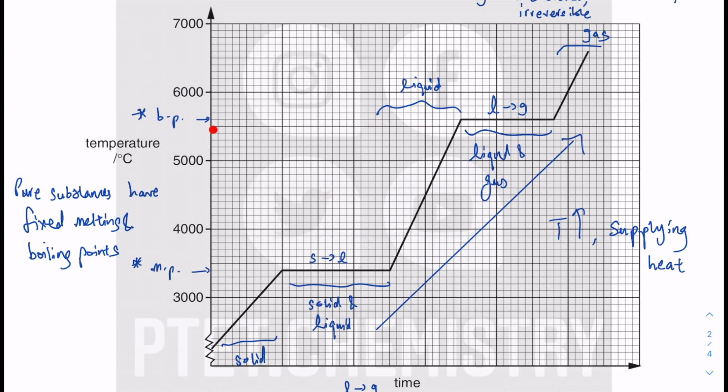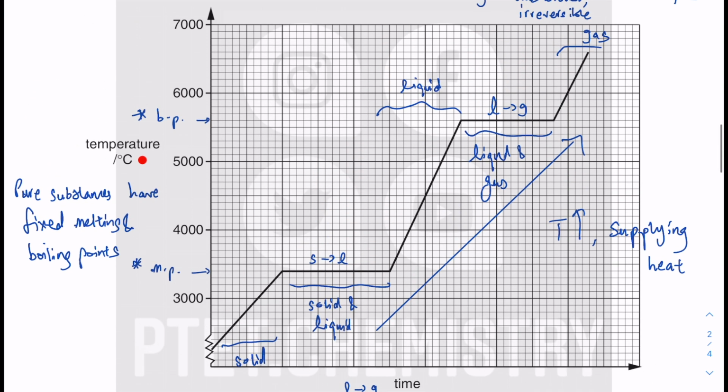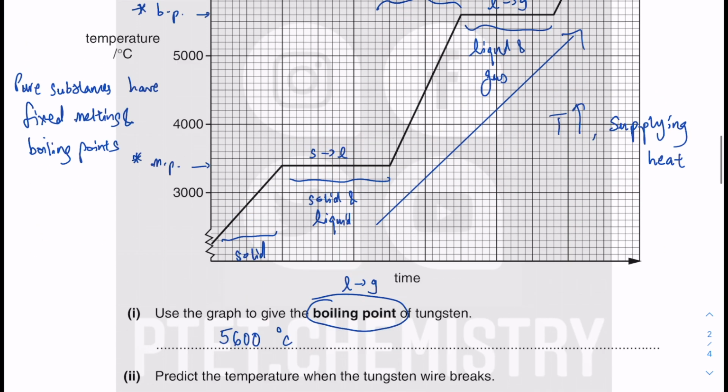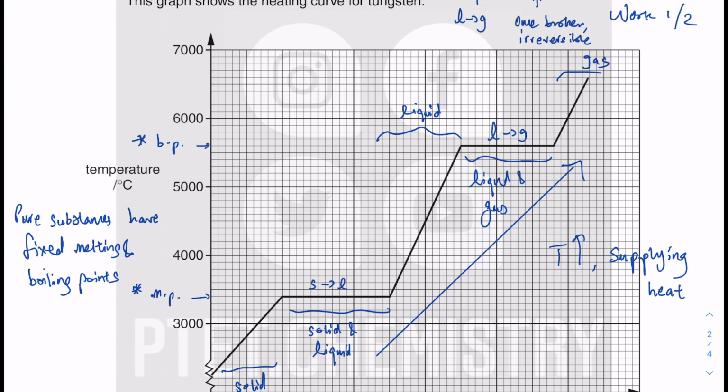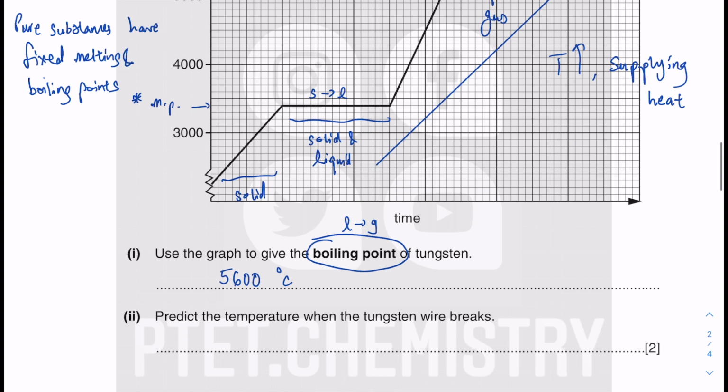So that is 5,500. This is 5,600. It has a unit of degrees Celsius. So be careful because they have not provided a unit there. So just writing the value is a value, but boiling point is a temperature, is a physical quantity. Always look out for units. If it is not given in the question, always write them out, because well, it's part of the skill set for being a scientist. Predict, using the graph, predict the temperature when the tungsten wire breaks.